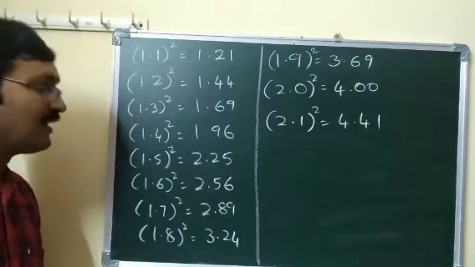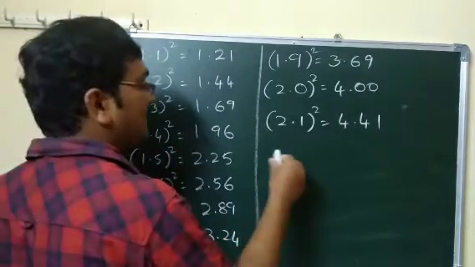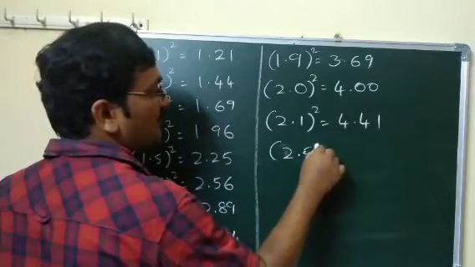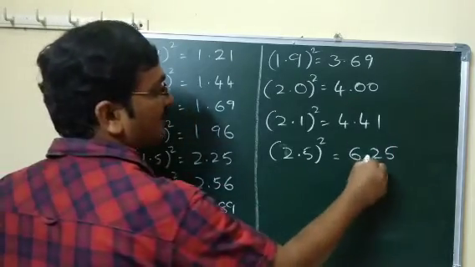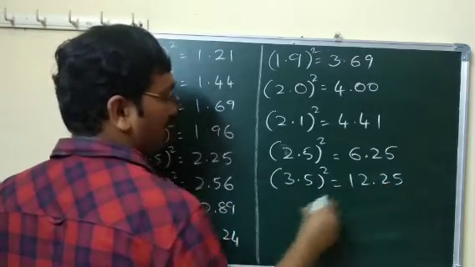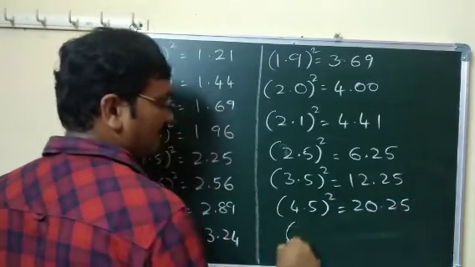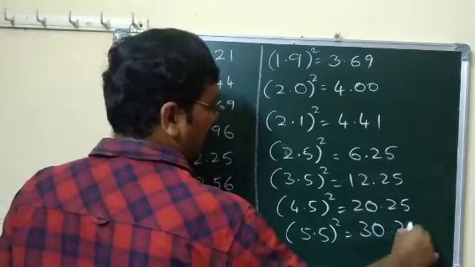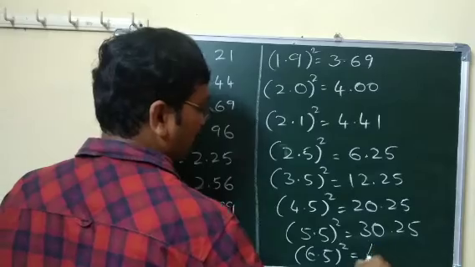As like this you can go on up to wherever. Same thing I'll apply for 5 also. 1.5 I already wrote, so next I'm going for 2.5 whole square. 2.5 whole square means 6.25. 3.5 whole square equals 12.25. Suppose 4.5 whole square equals 20.25. Next, 5.5 whole square equals, and 0.65 whole square equals.